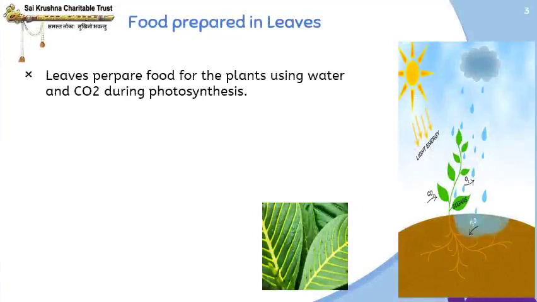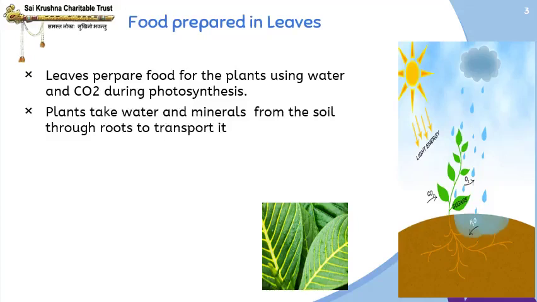We all know that food is prepared in leaves. For preparing food, there is something called photosynthesis. Photosynthesis is the process of preparation of food in plants. And in plants, food is prepared in the leaves. For preparation of the food, three things are needed. One is the sunlight, second is the water which comes from the roots, and third is the carbon dioxide which comes from the air around the plants.